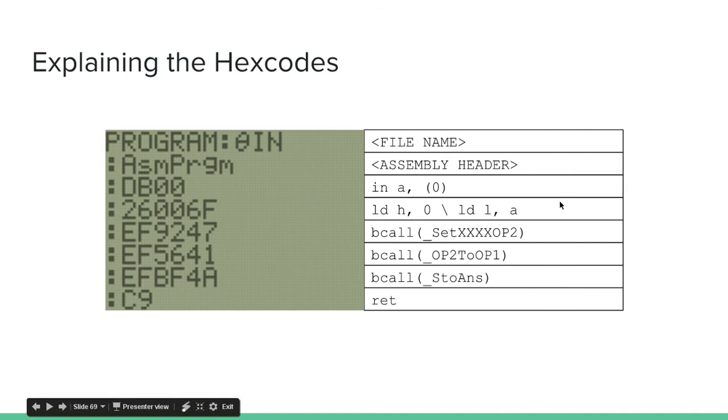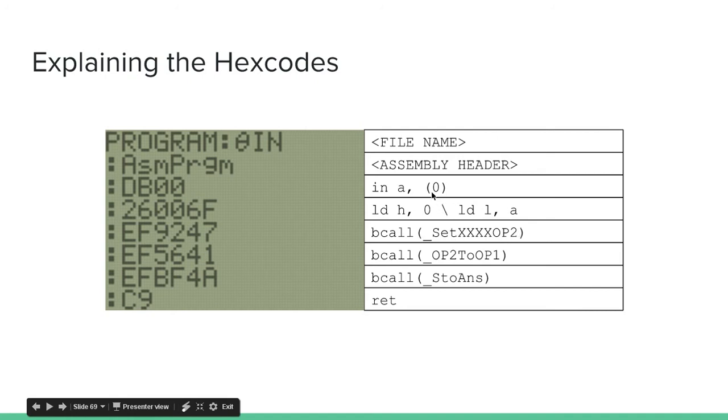So we're reading from the port, and then we're writing that data or moving the data into A, the A register. Then we're doing the B call set XXXXOP2. It's a weird name for a register, but it basically says take the value in HL and store it into the OP2 register. And then we say do the B call OP2 to OP1, which will move the value from OP2 into OP1 register. Then we're calling stow ants or store ants, which will store the value in the OP1 register into the variable ants. So these are 3 B calls, that's why you have EF 3 times, and those are just the memory addresses of them.